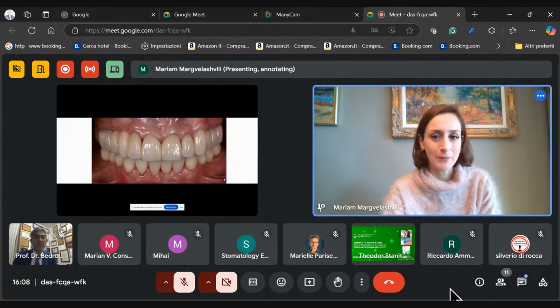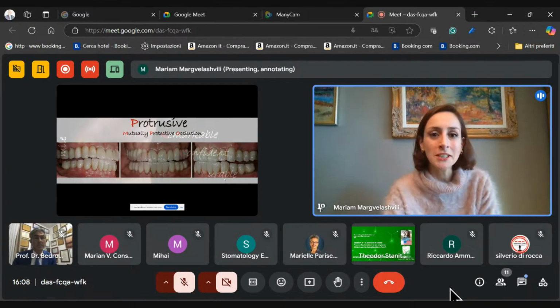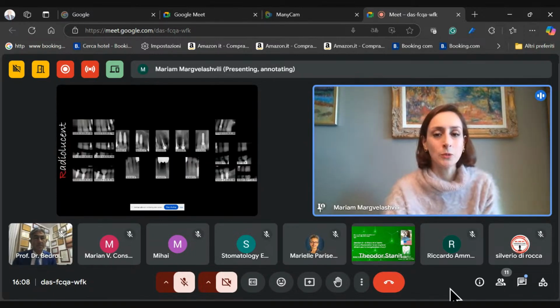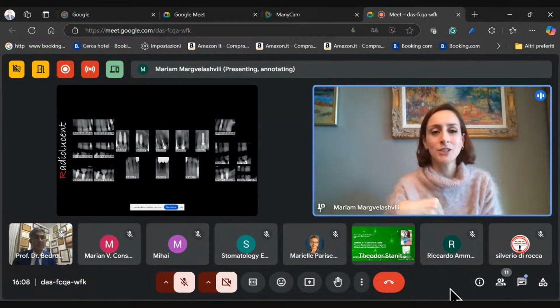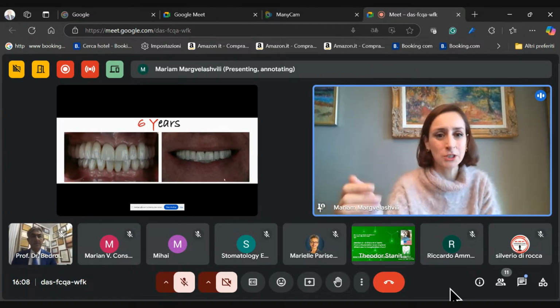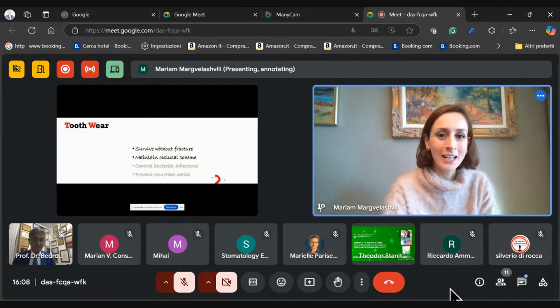And this is the patient after. You can appreciate mutually protective occlusion with posterior disclusion in protrusive and lateral excursions. And the patient has the smile that is remarkable, confident, and durable. What I love most of all is that it's radiolucent. I can see what's going on underneath. I can see if there's decay. I can see what kind of foundation restorations I have. This is the severe bruxer patient at 6 years follow-up with no fractures and no chips.